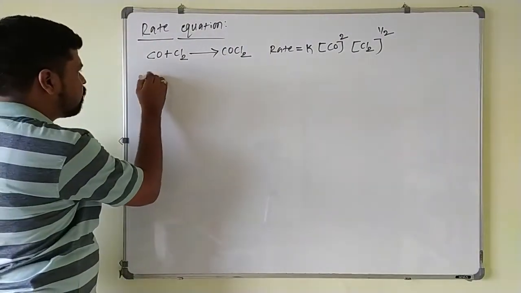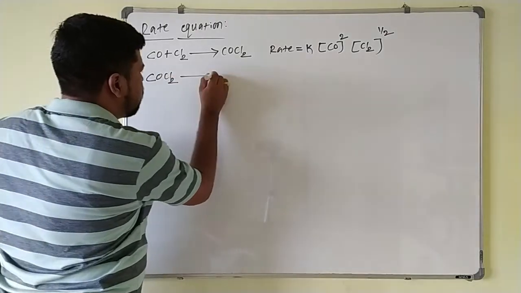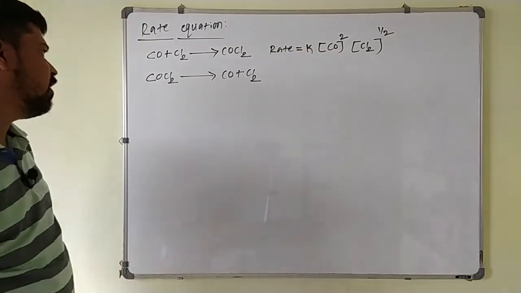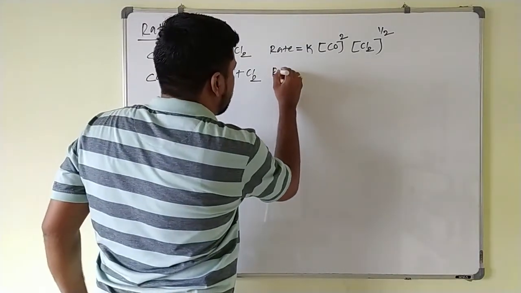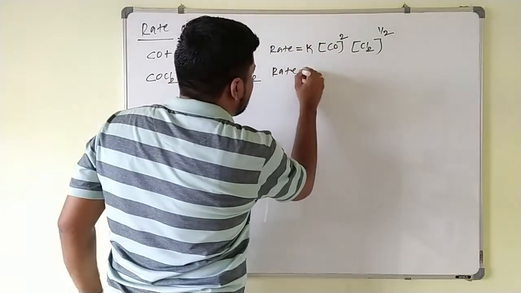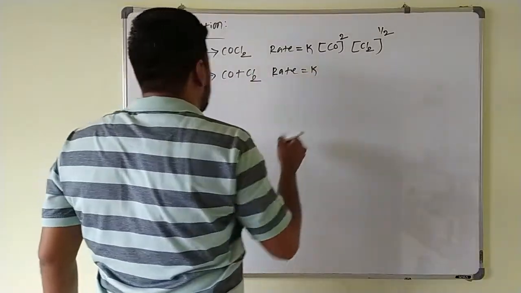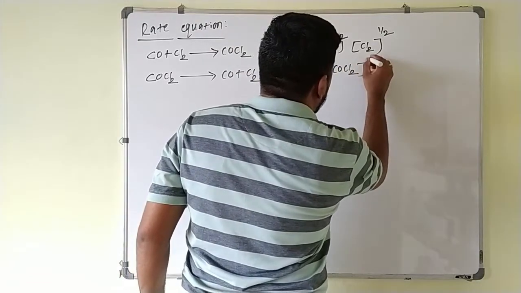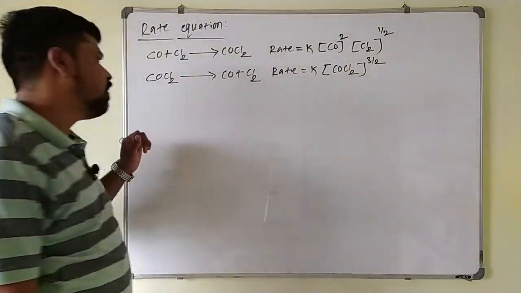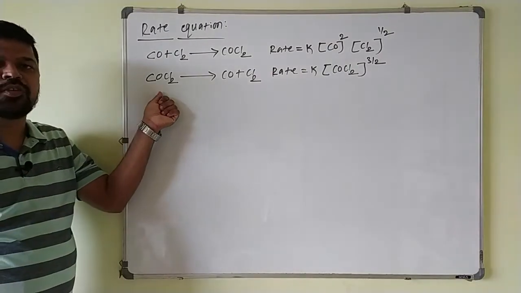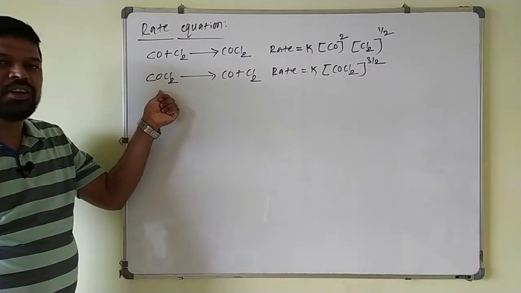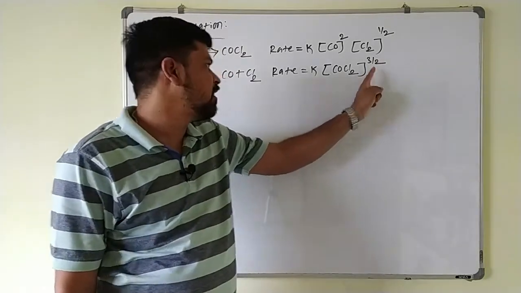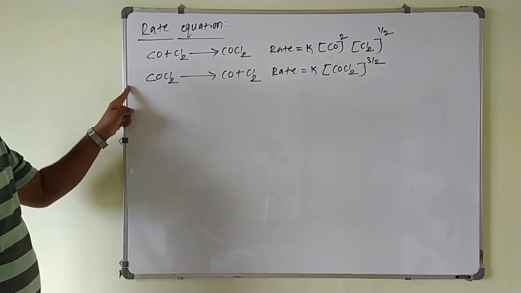Again, if I write COCl2, it is giving carbon monoxide plus Cl2. For this reaction, the experimentally determined rate equation is given by rate is equal to K into concentration of COCl2 power 3 by 2. Means here the rate of the reaction is directly proportional to the concentration of this COCl2, only one reactant is there, and here the power will be 3 by 2. This is obtained experimentally, which is not equal to the stoichiometric coefficient 1 here.